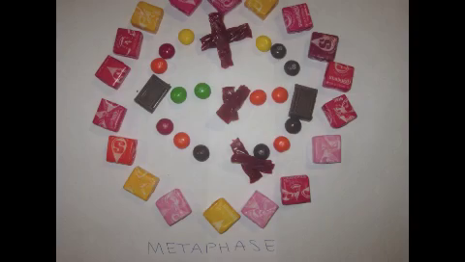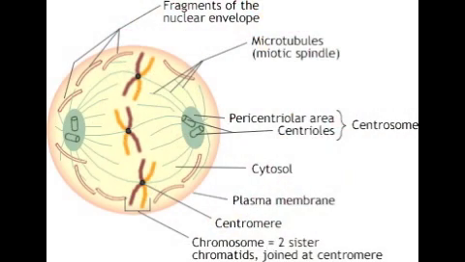Metaphase begins when the chromosomes are distributed across the metaphase plate, a plane lying between the two poles of the spindle. Metaphase ends when the microtubules still attached to the kinetochores pull each chromosome apart into two chromatids. Each chromatid is complete with a centromere and a kinetochore.